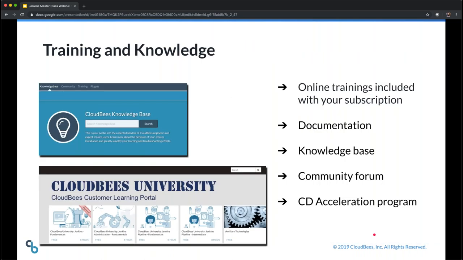Next piece is training and knowledge, right? It may sound basic, but having the ability to grow knowledge in your own time is important. And online trainings are included with your subscription, and that goes beyond just a beginner level. Maybe intermediate or expert courses. Maybe you want to learn about pipeline best practices or Jenkins administration best practices. We've got courses for that. And of course, documentation and knowledge base: extensive documentation, well-written, and a knowledge base that people like Ryan and his team are adding to each time that we solve problems for a customer. So we want to have that out there and available for self-service in case there's a problem that you encounter that we've already solved.